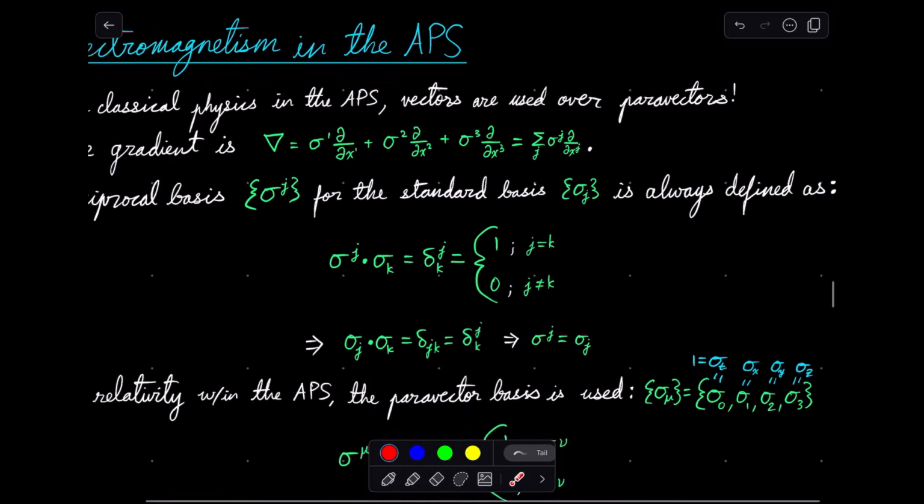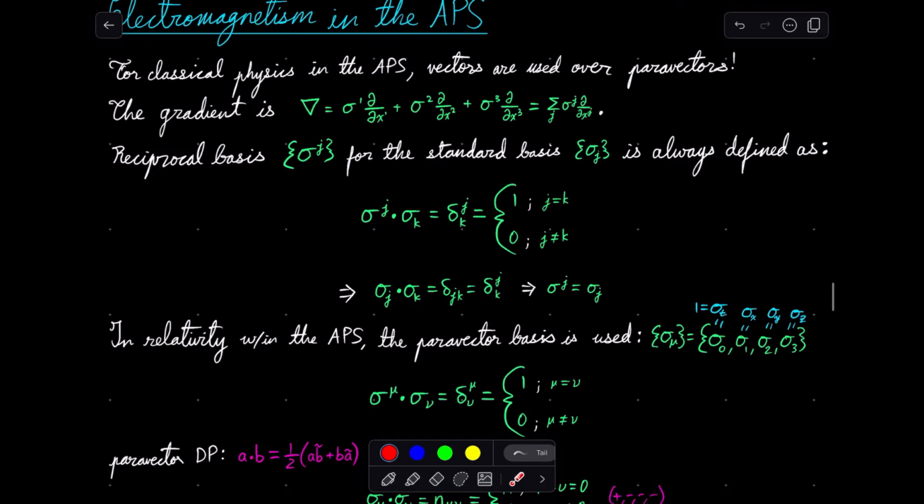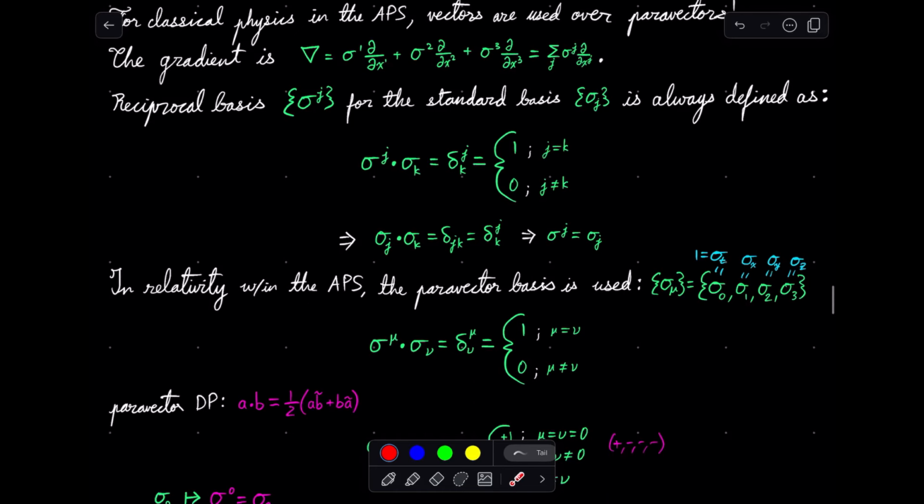Well, in classical physics, so non-relativistic physics, we know that the dot product of just the standard basis with itself gives the Kronecker delta. So that means that in non-relativistic physics, this reciprocal basis is the exact same as the standard basis. However, in relativity, it's not true. And so let's get into that.